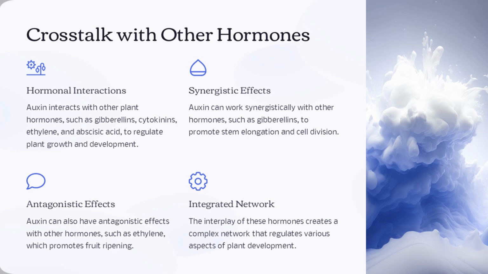However, auxin can also have antagonistic effects with hormones like ethylene, which promotes fruit ripening, demonstrating the complex interplay between these signaling molecules. Ultimately, the intricate network created by the interplay of these various plant hormones is what regulates the diverse aspects of plant growth and development.